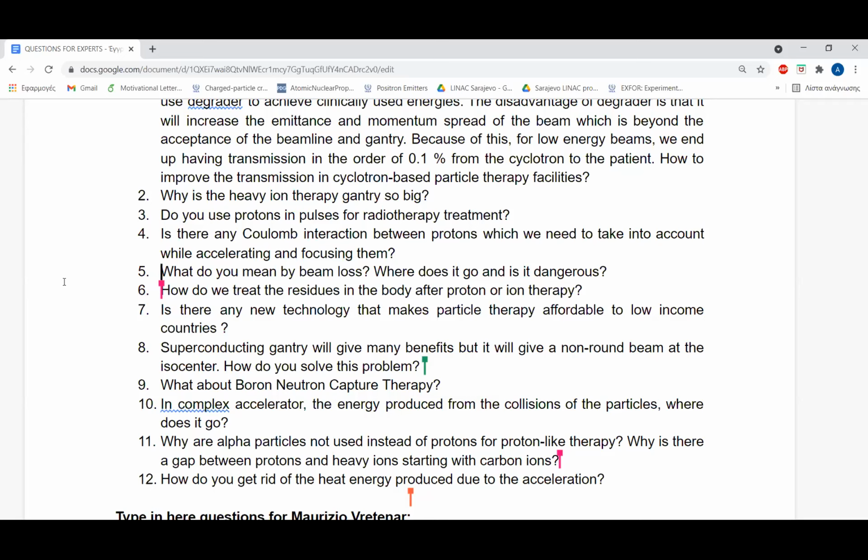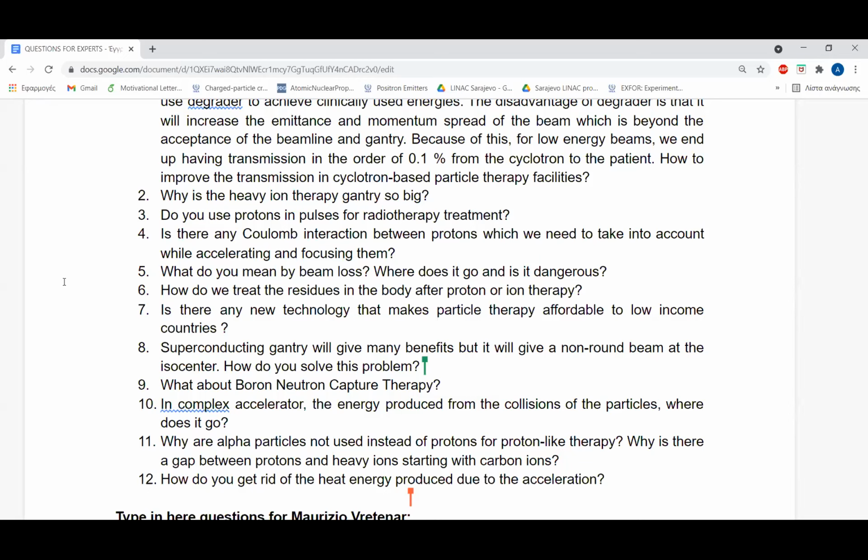Question 7: is there any new technology that makes particle therapy affordable to low-income countries? The way to do it is to start with proton therapy. Proton therapy is more affordable, less expensive, and there are industries really working at making proton therapy more affordable, but it is still a long way. And again, the way to go is superconductivity. But one problem is how to operate a superconducting system in a low-income country. This is a high technology, but there are ways. Definitely, we are going to work on that.